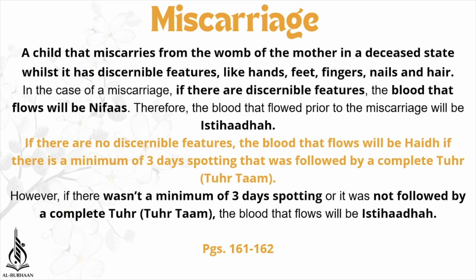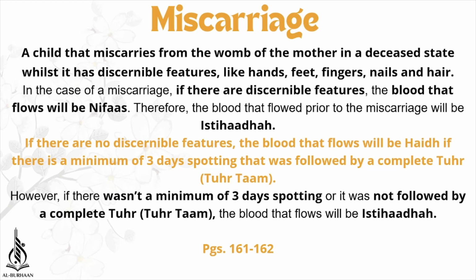So let's say a woman has fallen pregnant. It is, let's say, 12 weeks, let's say 20 weeks, and during those 12 or 20 weeks, she spotted. If she spotted during those days, we know that the blood of a woman that is pregnant, while she experiences the blood in that state, will be counted as Istihaadhah. Now, when there's a miscarriage at 12 weeks, and there are discernible features, the blood that flows thereafter would be Nifaas. However, if there are no discernible features, the blood that flows will be Haidh if there is a minimum of 3 days spotting that was followed by a complete tuhar.